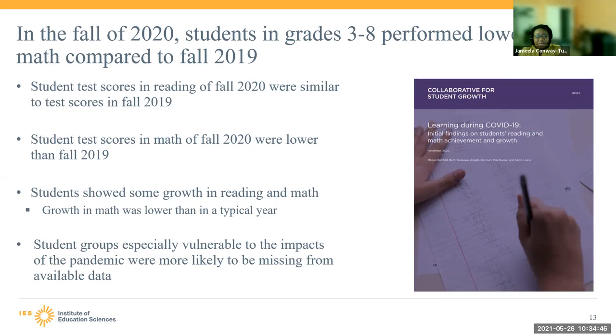I do think it's important to note that students did show growth in both reading and math. So students are learning something. They have learned, being remote or in the hybrid systems that a lot of schools have had. They have learned in both reading and math and have had some growth, but the growth in math was typically lower than they saw for the growth related to reading.